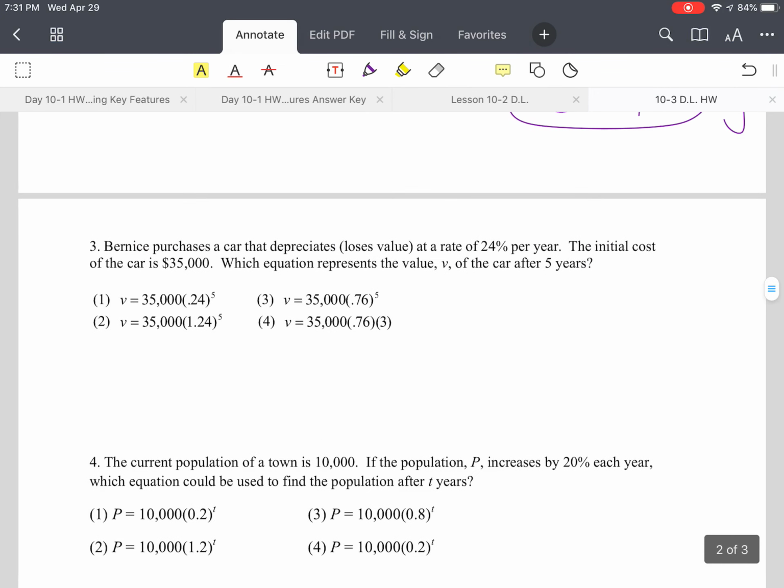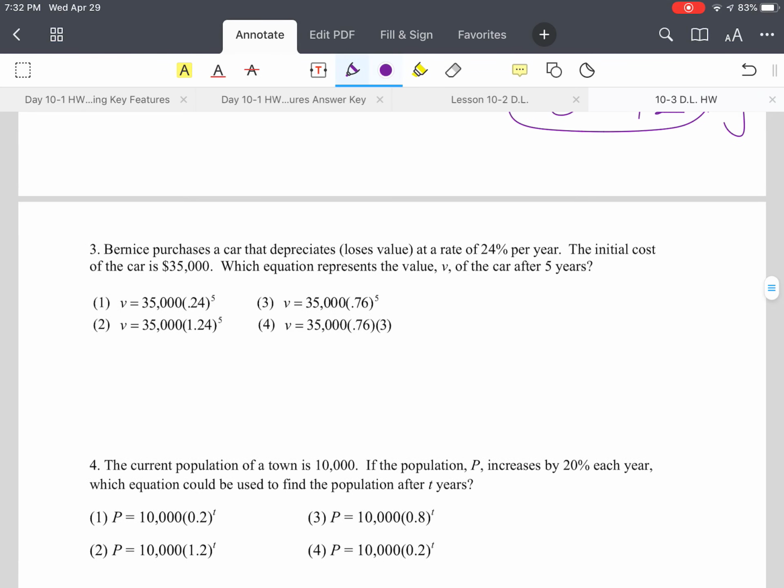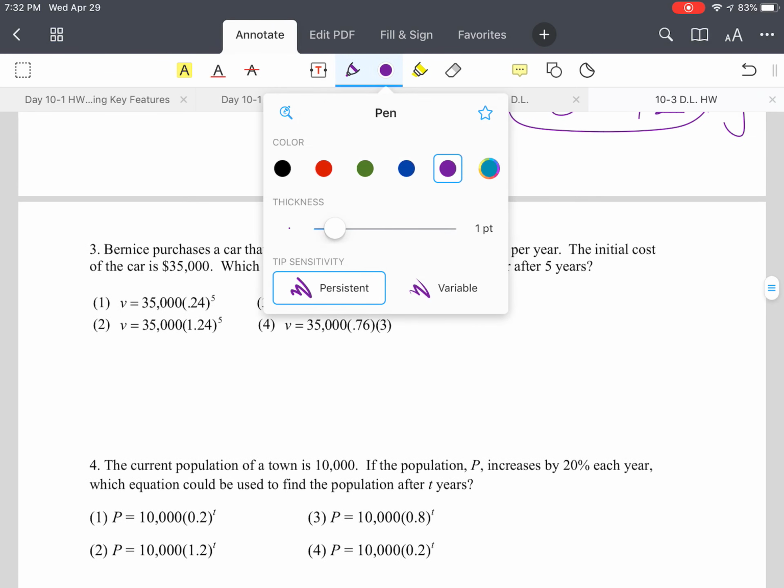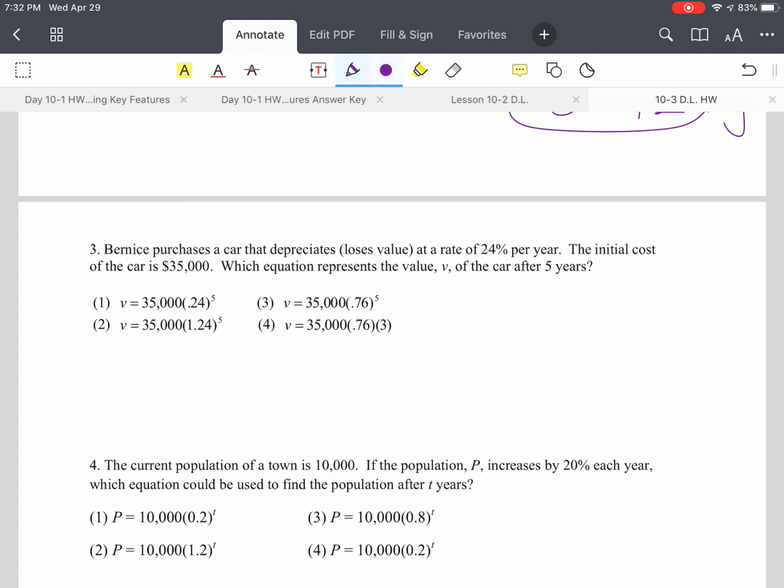I want to do one more with you and then I'm going to leave you to do the rest on your own as homework. Bernice purchases a car that depreciates, loses value at a rate of 24% per year. So I'm going to need my exponential decay because it's depreciating. It's losing value. So y equals A times (1 minus r) to the t. The initial cost of the car is $35,000. So we're going to put that in for A.